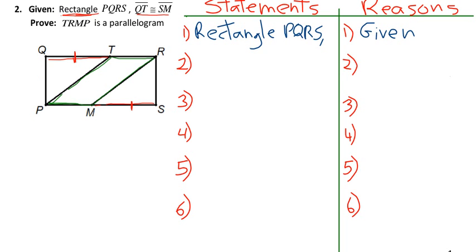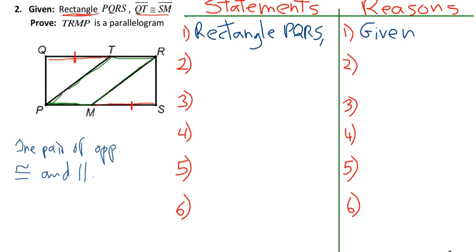theorem number 3 on the table, which says that if one pair of opposite sides is both congruent and parallel, then the quadrilateral is a parallelogram. So I'm just going to be working with one pair of sides, one pair of opposite sides, congruent and parallel at the same time.